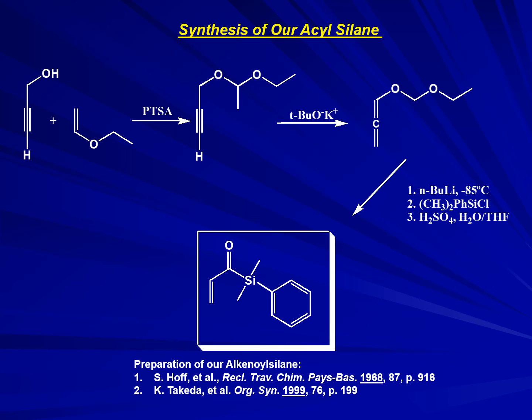So when we look at the forward synthesis of our acylsilane, we take propargyl alcohol and we react it with our allylic ether in PTSA to form the desired alkyne. Treatment with potassium tert-butoxide forms the allene intermediate, which can further be synthesized to the acylsilane using n-butyllithium at negative 85 degrees, followed by dimethylphenylsilyl chloride, followed by an acid workup using sulfuric acid.